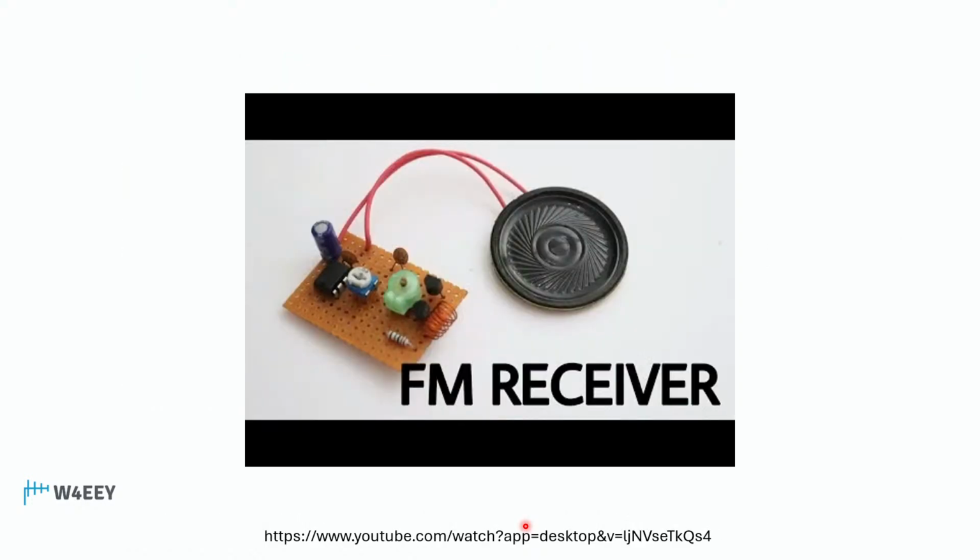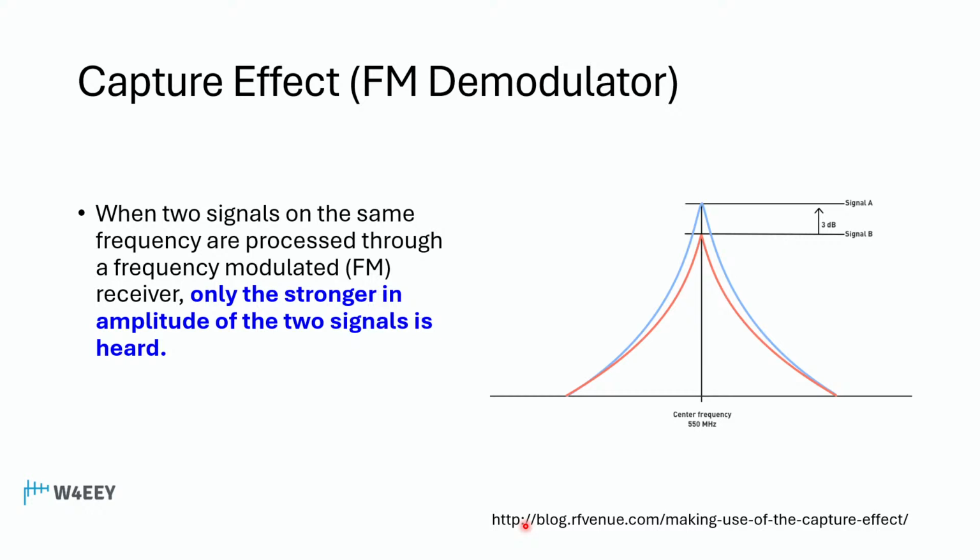For FM receivers, there's an interesting phenomenon. We say that FM is very discriminating. That's because FM uses a discriminator, and one characteristic of a discriminator is the capture effect. Only the strongest signal will be captured by the discriminator. And a second weaker signal, even if it's on the same frequency, may not be heard. Only the stronger in amplitude of the two signals is heard because of the FM capture effect.